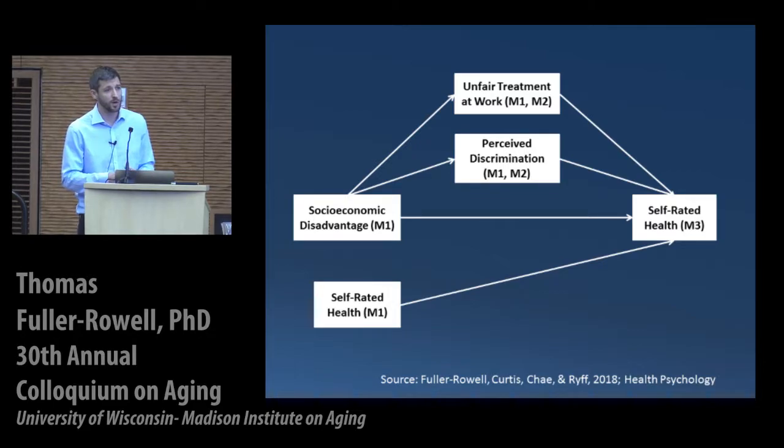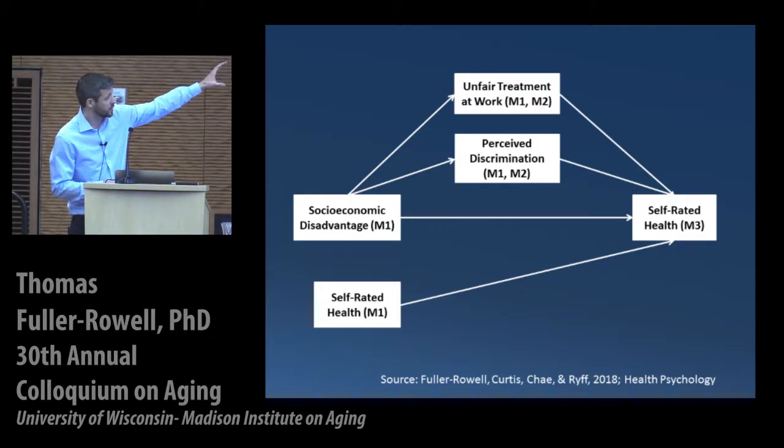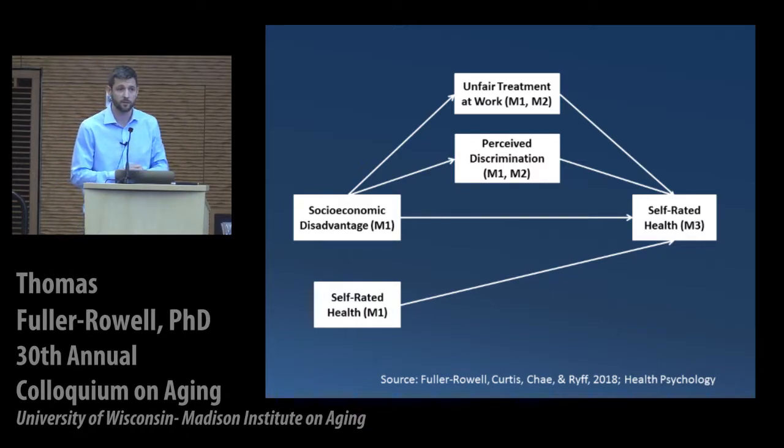So the social class gradient in health is well established. So it's not going to be surprising that we see that socioeconomic disadvantage is associated with faster declines in health across the lifespan. But the key question we're focusing in on here is, to what extent does that social class gradient seem to be operating through these experiences of unfair treatment and discrimination?